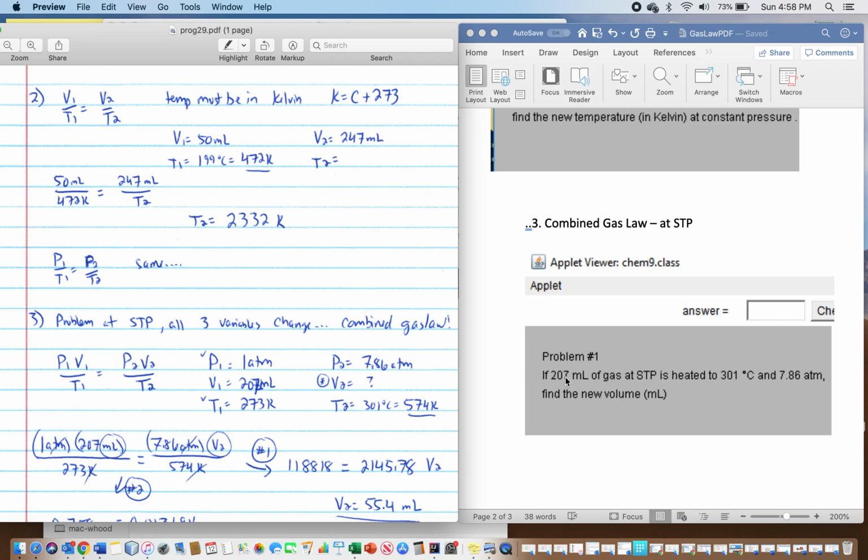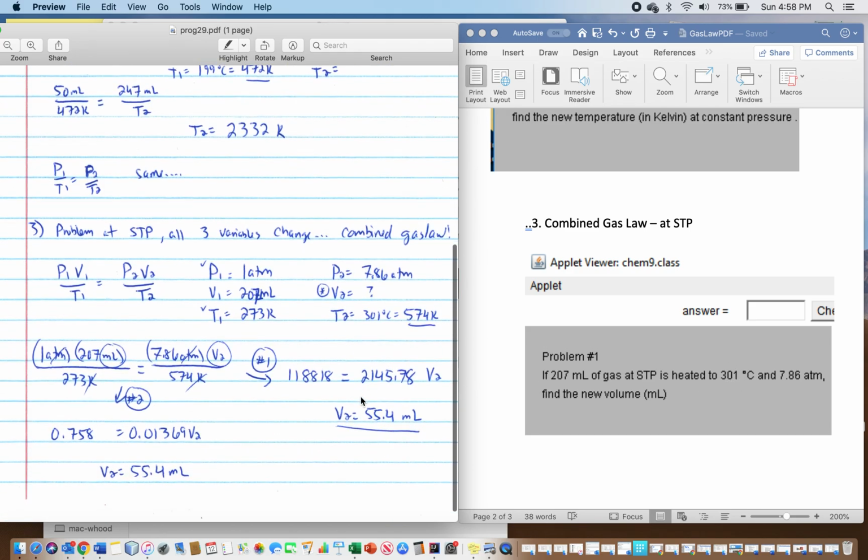So it says if 207 milliliters of gas at STP, you know the temperature and pressure, is heated to these other conditions. So there's the P2, we don't know the V2, and we know the T2, add 273. This is a little bit harder problem to solve. P1V1 over T1 equals P2V2 over T2. So 1 atmosphere times 207 milliliters divided by 273 Kelvin equals 7.86 atmospheres times V over 574 Kelvin.